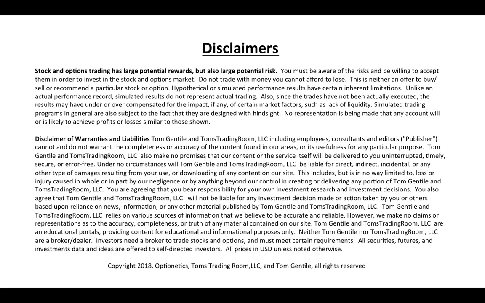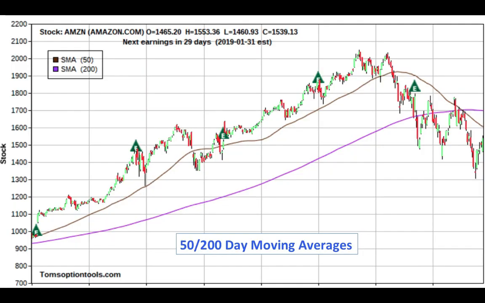Stock and options trading has large potential rewards but also large potential risk. You must be aware of these risks and be willing to accept them in order to invest in the stock and options market. Don't trade money you cannot afford to lose. Remember, I'm not an advisor. Please don't construe anything I'm about to share with you as advice. All prices are in US dollars unless noted otherwise, and please feel free to read the balance of the disclaimer by pausing the recording. All right, let's talk about moving averages.